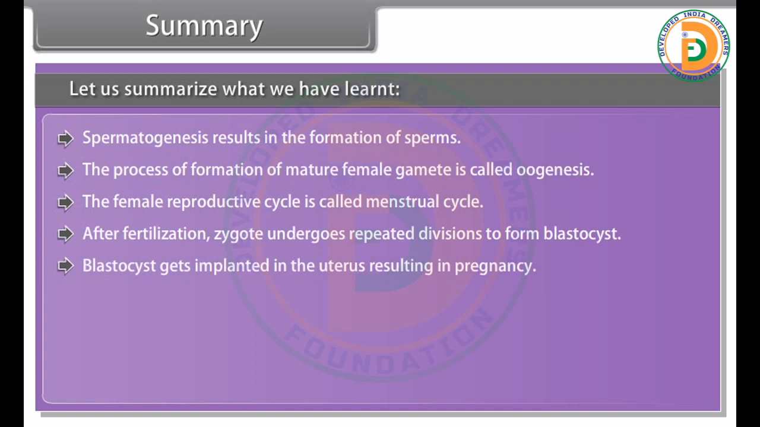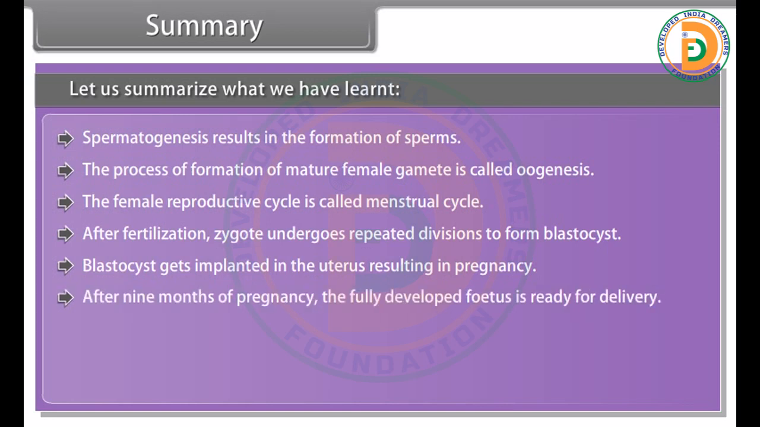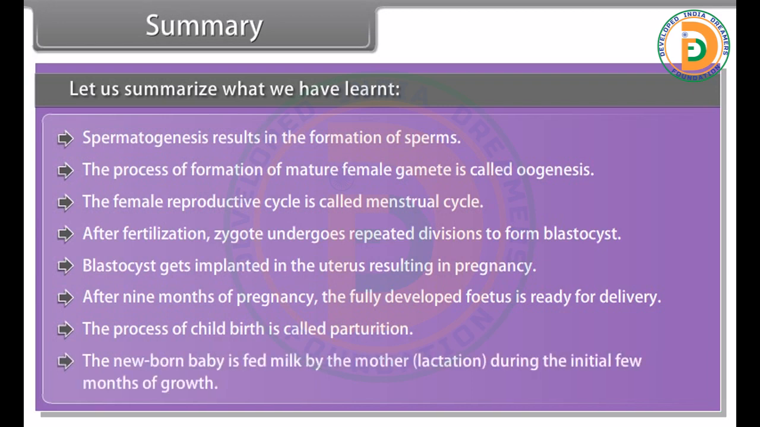The blastocyst gets implanted in the uterus, resulting in pregnancy. After 9 months of pregnancy, the fully developed fetus is ready for delivery. The process of childbirth is called parturition. The newborn baby is fed milk by the mother, called lactation, during the initial few months of growth.